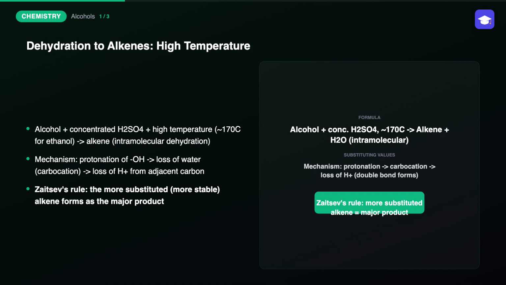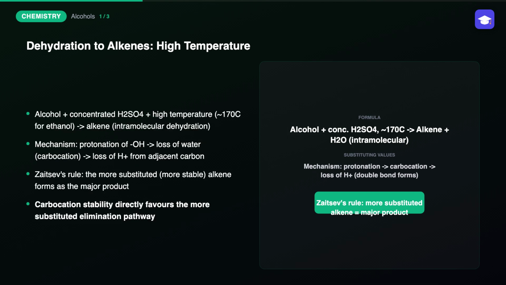For alcohols that can form more than one possible alkene product, Zaitsev's rule applies: the genuinely more substituted, more stable alkene, the one with more alkyl groups attached to the double bond carbons, forms as the major product, since the reaction proceeds through a carbocation intermediate whose own stability directly favors that more substituted elimination pathway.